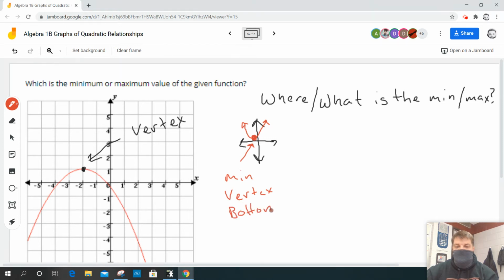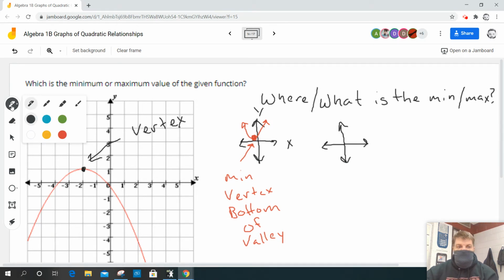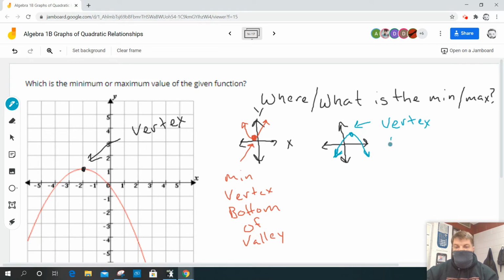I don't think kids your age say valley, but we'll say bottom of valley. You guys will probably just say bottom. But now this one looks a little different. So this is my X, this is my Y. This one looks a little different because it's upside down, sort of, right? So if I look at this, now it's going to be still the vertex, but that's at the top of the hill. And we call that a maximum.